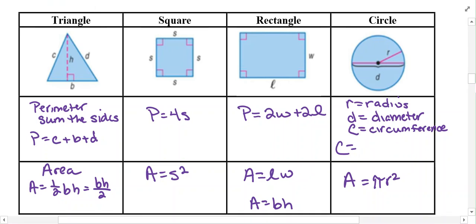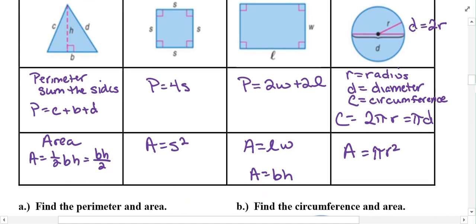Some people memorize it as pi d because the diameter is 2 times the radius. Now, when you do problems, I want you to use the pi key on your calculator. I do not want you to use 3.14.